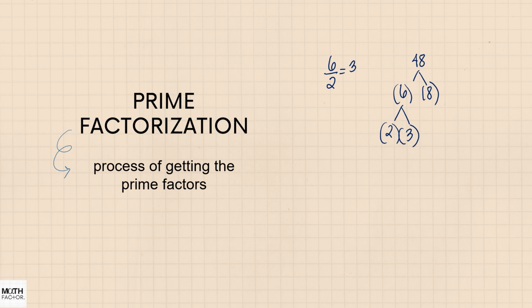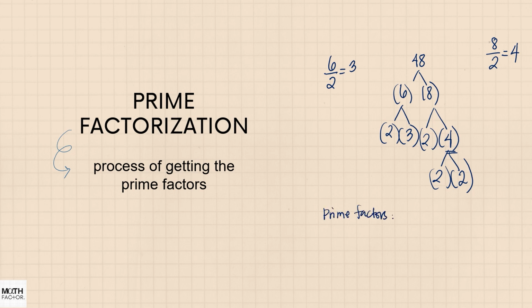Next is 8. The smallest prime number that divides 8 is 2. And 8 divided by 2 is 4. So we write it down as 2 times 4. Now, as we look at 4, it's still not a prime number. So we need to factor this further. And the smallest prime number that divides 4 is 2 again. Divide 4 by 2 gives us 2. So we write it down as 2 times 2. Putting it all together, the prime factors of 48 are 3 times 2 times 2 times 2 times 2.